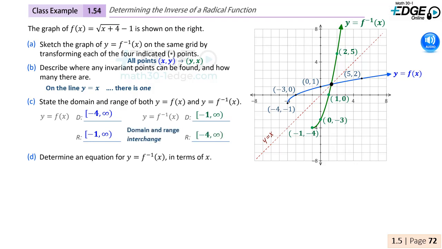In order to determine the domain and range of the inverse relation, we don't need to use the graph. We can simply remember that the domain and the range of the original will simply exchange places.